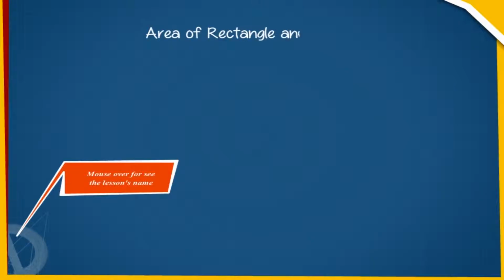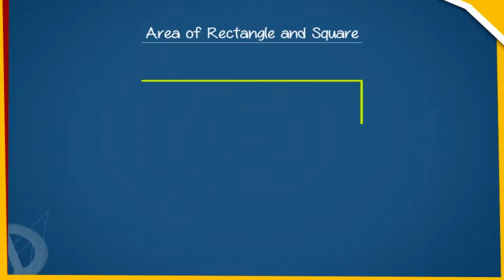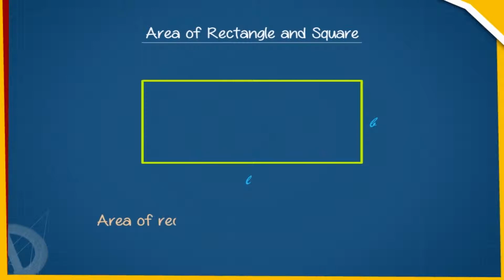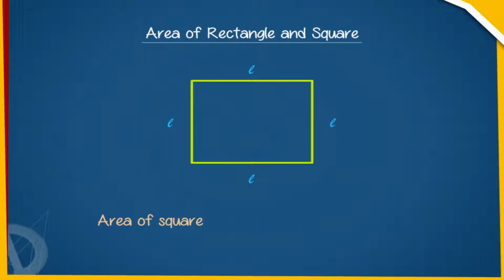Area of rectangle and square. Let us now understand how to calculate area of a rectangle if the length and breadth are known. When we multiply the length and breadth of a rectangle, we get its area. Area of rectangle is equal to length into breadth is equal to L into B. Similarly, area of a square is equal to length into length is equal to L into L is equal to L square.